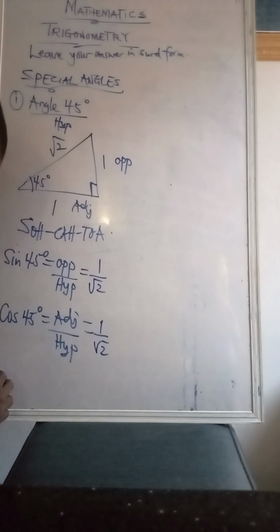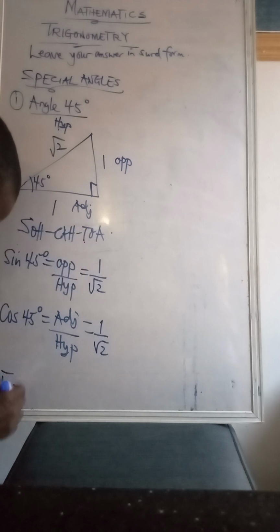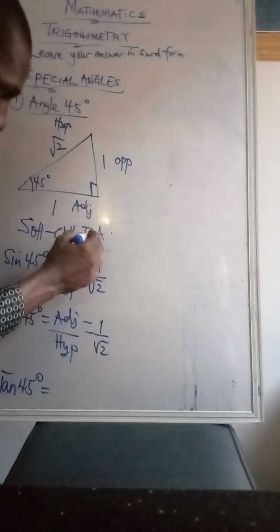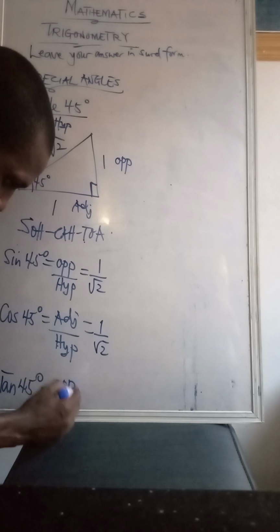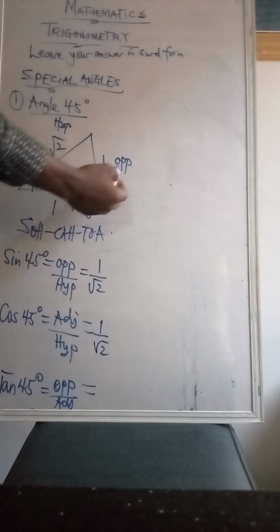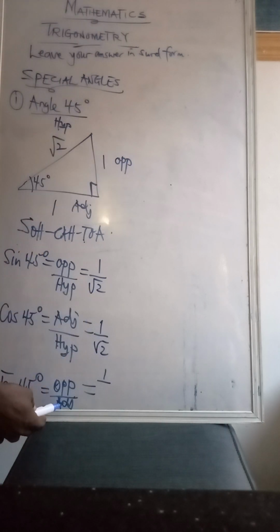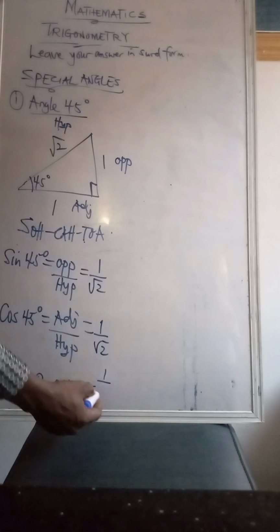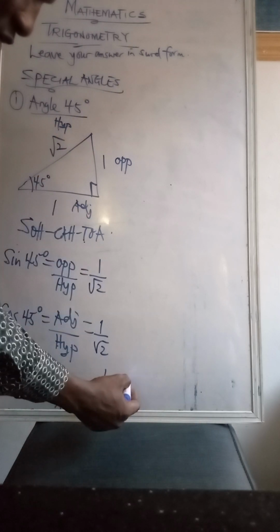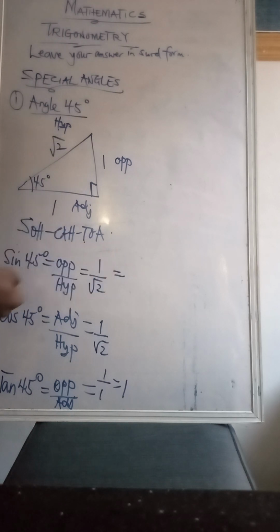Then the third one, which is TOA. T means tan 45 degrees equals O, the opposite, over A, the adjacent. And from the diagram, the opposite is 1, then the adjacent is what? 1 as well. So 1 divided by 1 is what? 1.